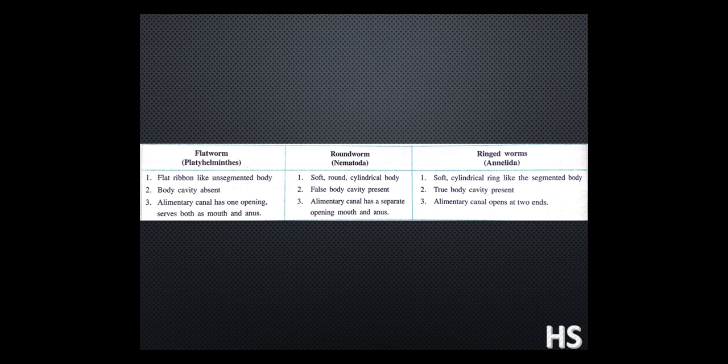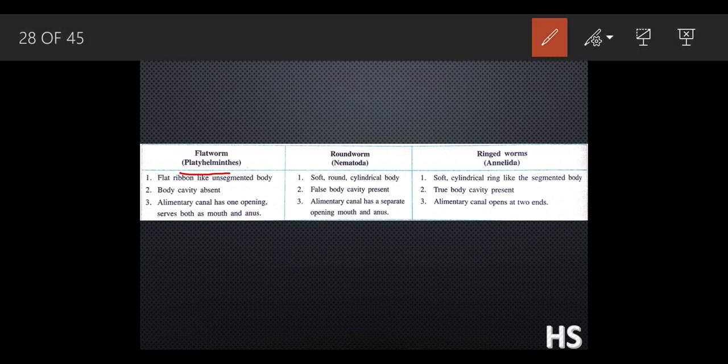So there is a difference between flatworm, roundworm, and ringworm. These are Platyhelminthes, Nematoda, and Annelida. They have an unsegmented body, a cylindrical body, and a segmented body. Their body cavity is absent in the first, they have a false body cavity in the second, and a true body cavity in the third. These are some of the features. And what is the third feature? It has only one opening, that is the mouth. The next has two different openings, mouth and anus, at both ends. One is the mouth and the other is the anus.